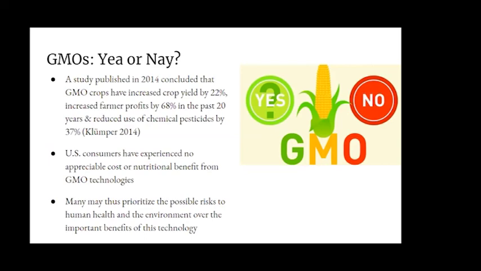U.S. consumers have experienced no cost or nutritional benefit from GMOs, and many people wonder what their risks and environmental impacts are. But for many developing countries, GMOs are a good alternative for producing food, especially for countries that do not have either good farming techniques or the land to farm. For example, with rice in China, when their fields get flooded, people are trying to find ways to genetically modify rice so that it can be flood resistant.